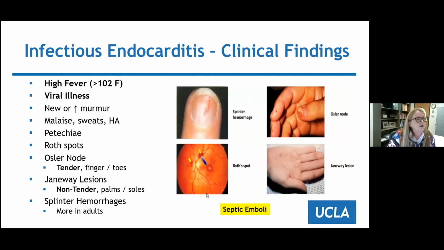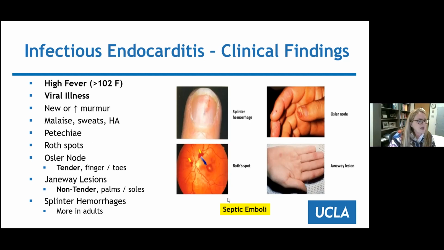So infectious endocarditis, the clinical findings. Oftentimes they will present, just for your own knowledge, I think it's important, a high fever of greater than 102, a previous kind of viral illness that they may have. All of a sudden they have a new heart murmur that they didn't have before, or their previous heart murmur now has a louder sound transmitted from it. They have general malaise, sweats, headaches, petechiae you can see in the distal extremities.